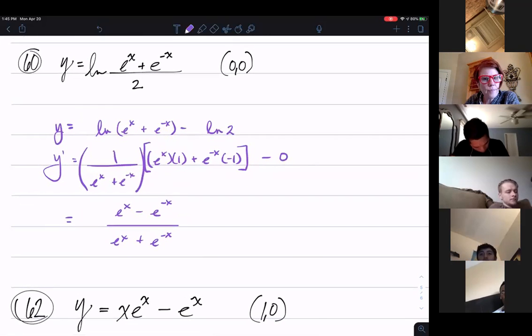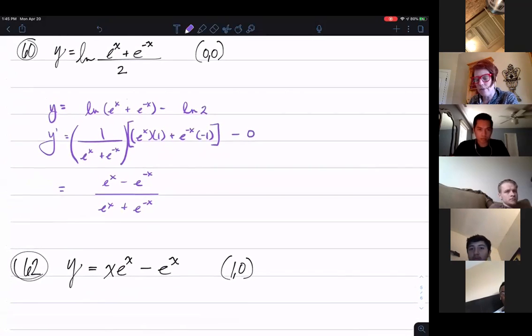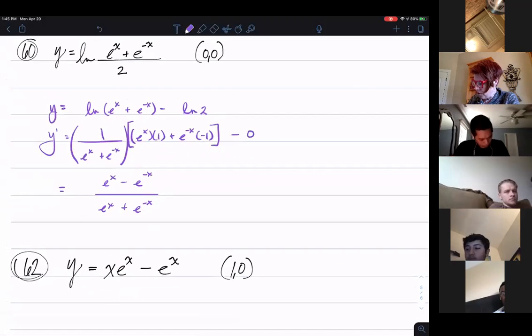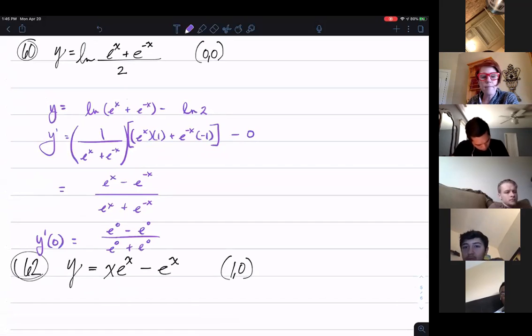Now what? Plug in a 0. So plug in my x value of 0. This is the y derivative at 0. It's going to be e to the 0 minus e to the 0 all over e to the 0 plus e to the 0. What does this equal? 0 over 2.